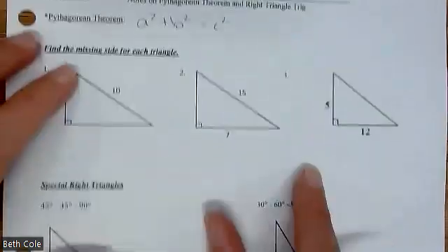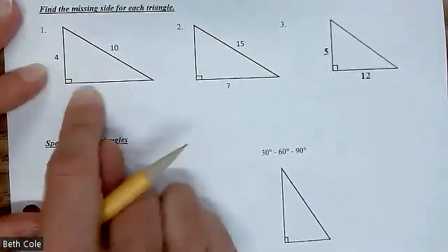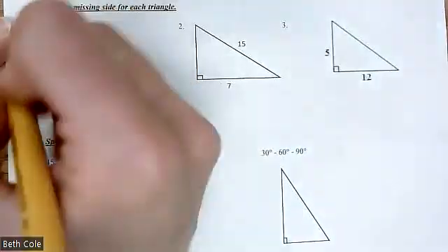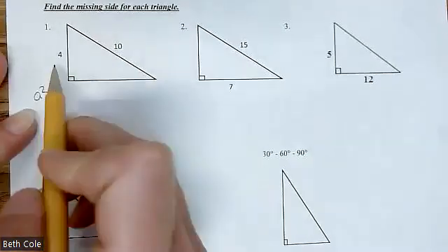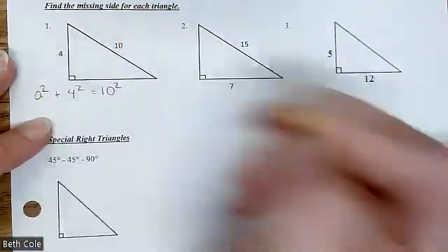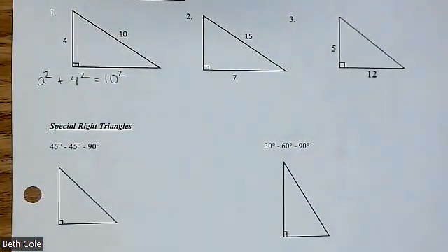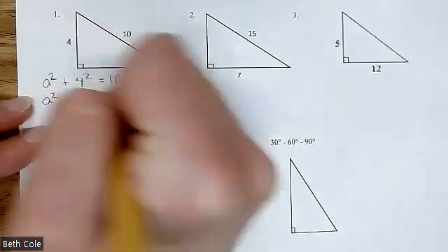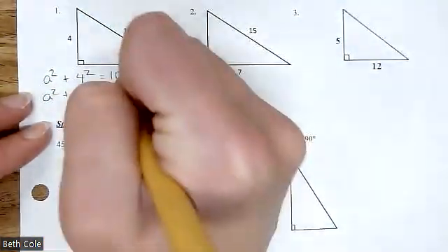Okay, so looking here, this is the side we're missing. I'm going to call it A. So we will have a squared plus 4 squared equals 10 squared. And if you're like, hey, this feels like geometry class, yep, not any different. You just don't have a calculator now. So that'll be a squared plus 16 equals 100.